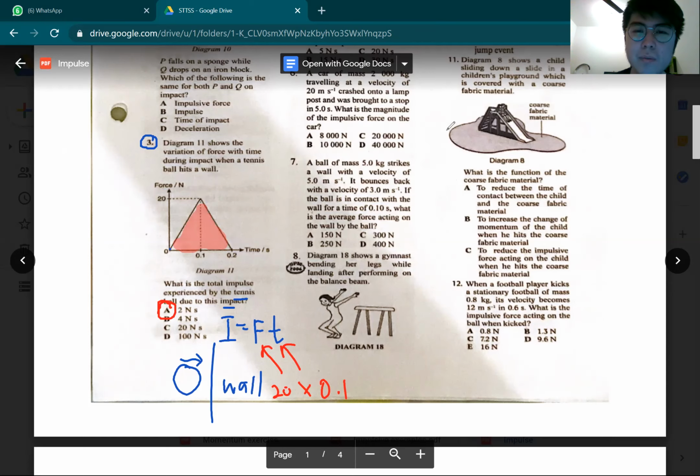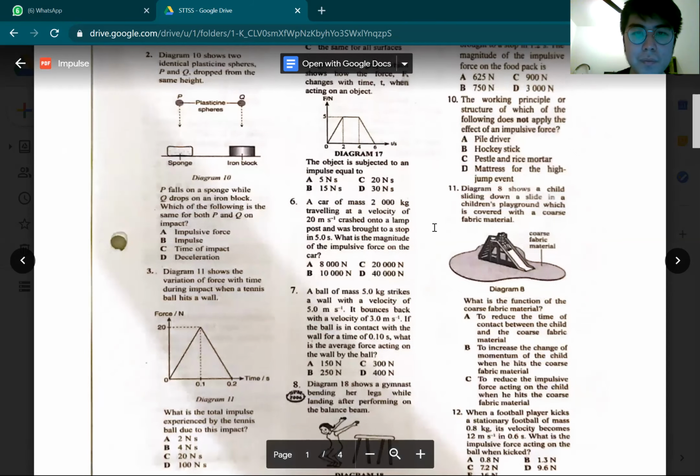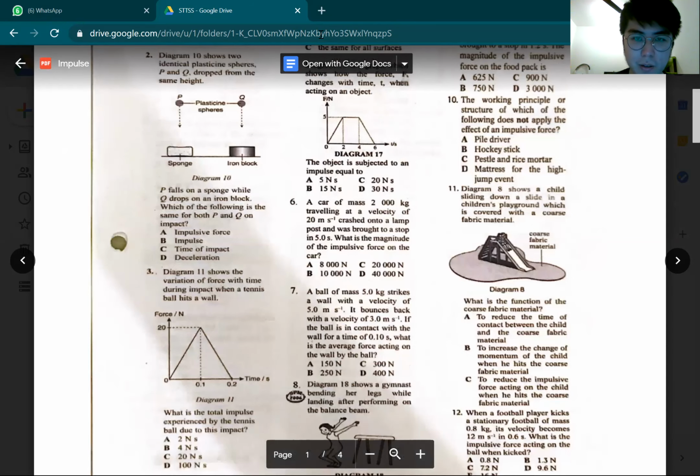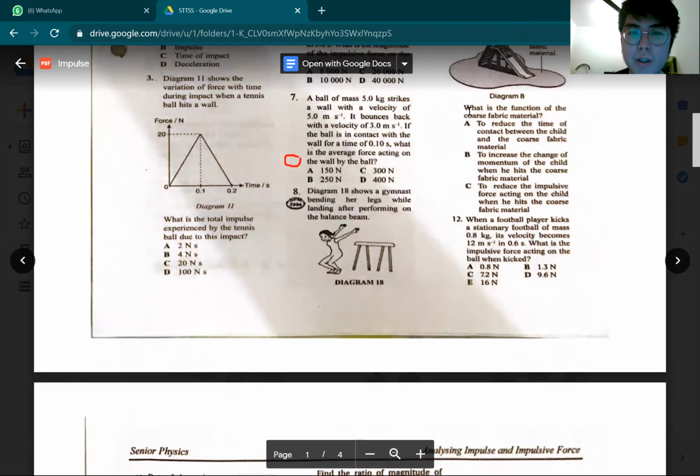Okay, next one. Let's look at what else you have. Okay, number 7. Number 7 is not that complicated. It's just that I want to emphasize something.